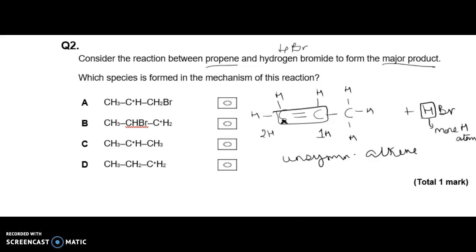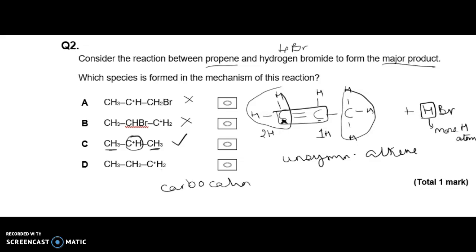So that means in one of these options, you need to check which one has got CH3 on both ends. So the first one is not there, the second, no. The third one has got CH3 on both ends, and it leaves a positive charge in the middle. That means they're talking about an intermediate, the carbocation that is formed in this reaction. So the answer in this case is C, because you're looking at the major product.